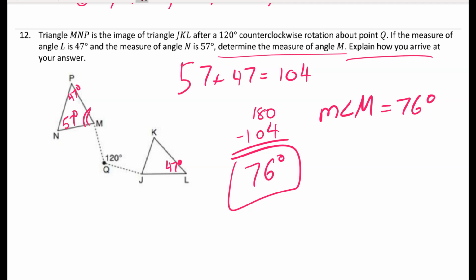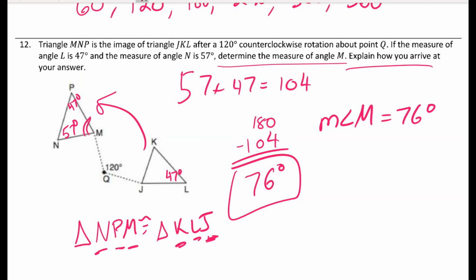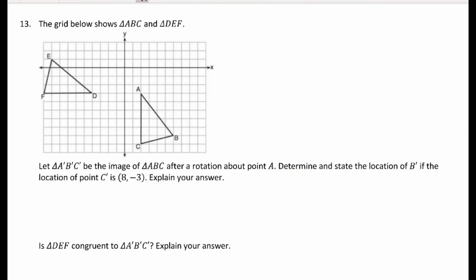Now the question is, how would I explain how I arrived at that answer? Well, you would do exactly that thought process where you would say, okay, a rotation is a rigid motion, so triangle NPM must be congruent to triangle KLJ. Be careful about the order of your letters there. N should go with K, P lines up with L, and M lines up with J. And then you would say, since rigid motions preserve distance and angle measure, the angles must be the same, so angle P is 47, and the interior angles should sum to 180, so you subtract from that to get M.